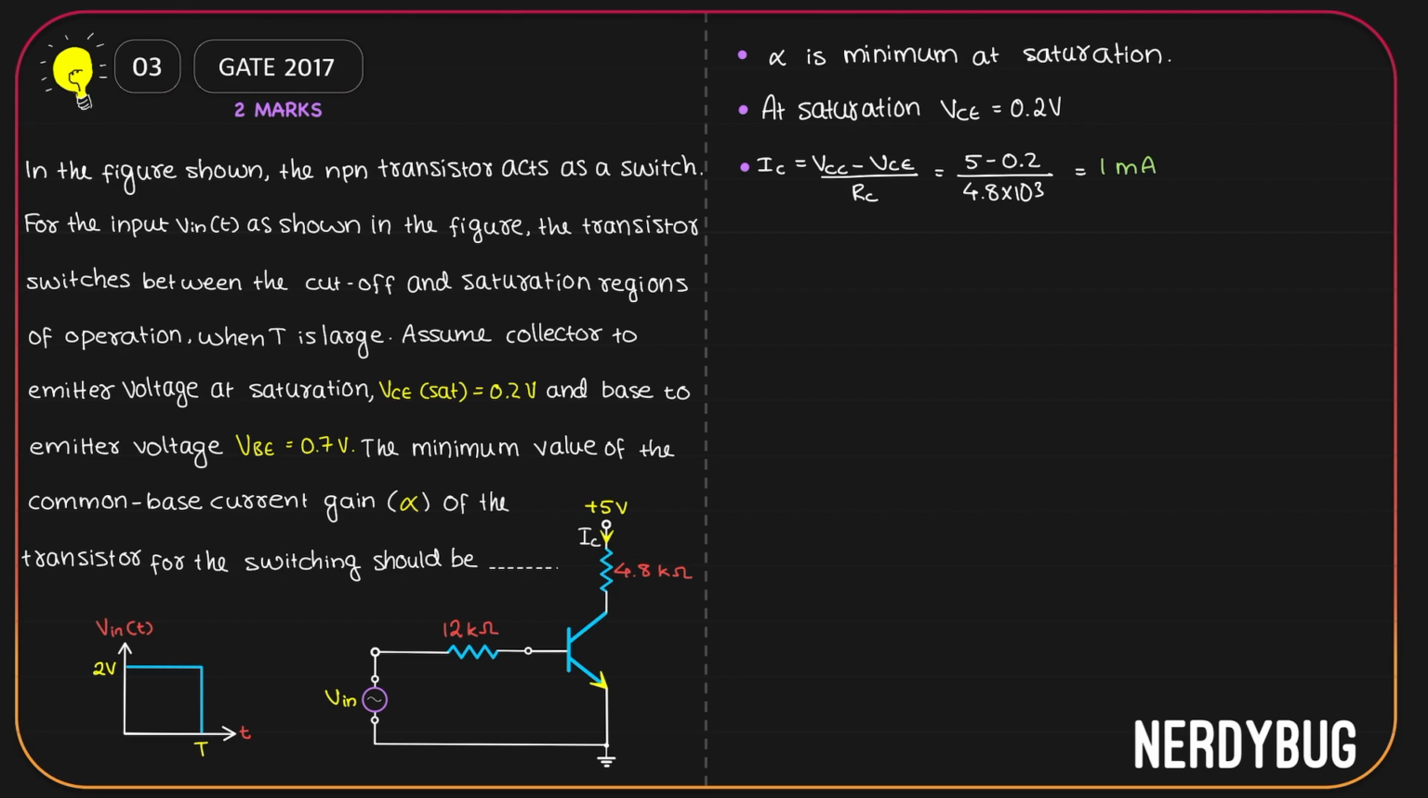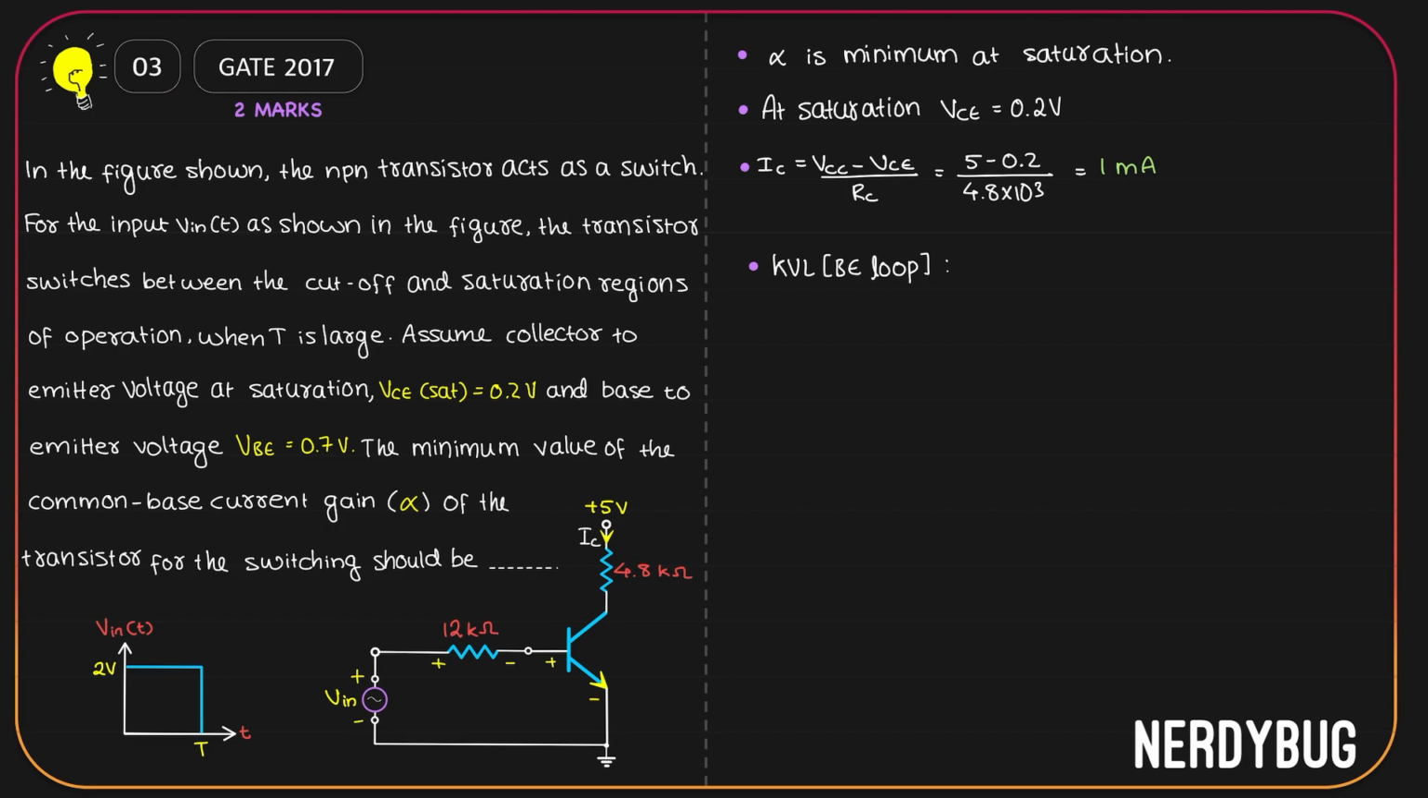For that, we'll apply Kirchhoff's voltage law in the base emitter loop. I'll start from this point and go clockwise. First, I have V input from negative to positive. As I go on, I have the 12 kilo ohm. Current through 12 kilo ohm is the base current and that flows in this direction. That means the 12 kilo ohm will have positive potential here and negative here. As I further go on, I have the base emitter junction, positive here, negative here.